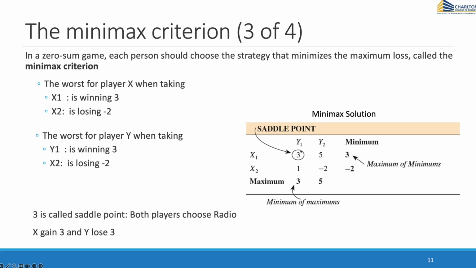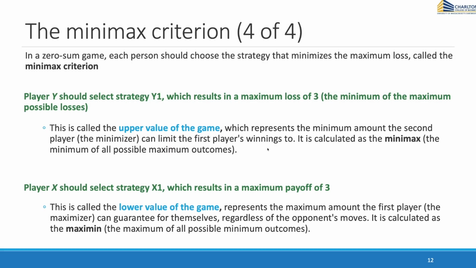We call this 3 a saddle point, and the choice that each player chooses is the best no matter how the other player plays. We call that choice the upper value of the game for player Y, which represents the minimum amount that the second player can limit the first player's winnings and gains. It's calculated as a minimax criterion. For player X, that solution is called the lower value of the game, representing the maximum amount the first player can guarantee for themselves, regardless of the opponent's move. It's calculated as their maximin.